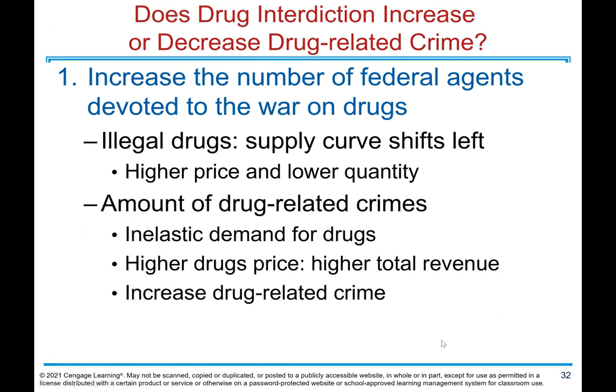Does drug interdiction increase or decrease drug-related crimes? Increase the number of federal agents devoted to the war on drugs. Does the illegal drugs supply curve shift to the left? Higher price and lower quantity is the result. Amount of drug-related crimes: we have inelastic demand for drugs, higher drug prices, which means higher total revenue, increased drug-related crimes.